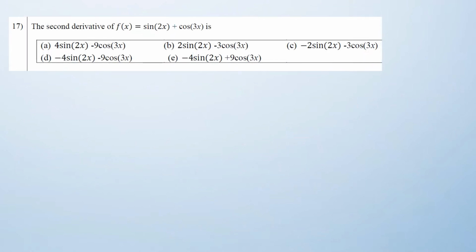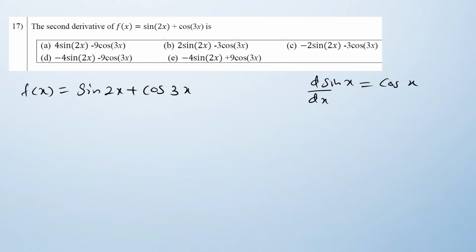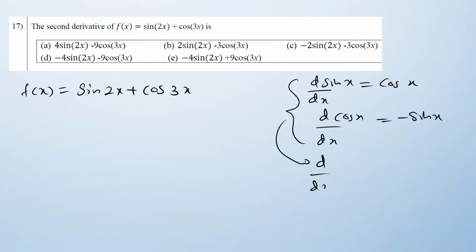Question number 17. Find the second derivative of the given function f(x). f(x) is in terms of sin x and cos x: sin 2x plus cos 3x. So we should be able to find the derivative of sin x and cos x functions. The derivative of sin x is cos x. The derivative of cos x is minus sin x. By using these two formulas, we can easily derive d over dx sin ax and d over dx cos ax.